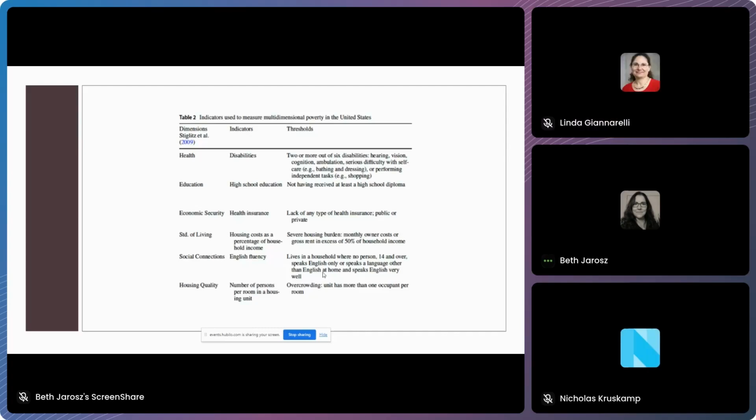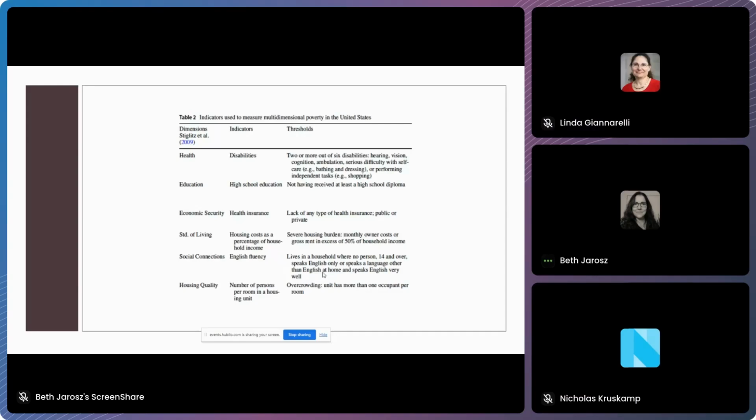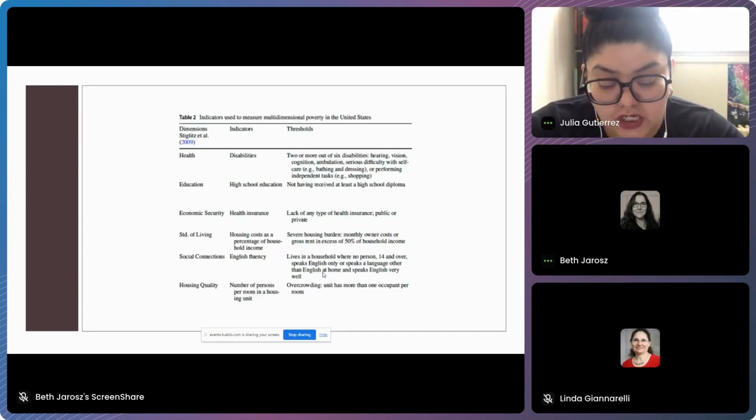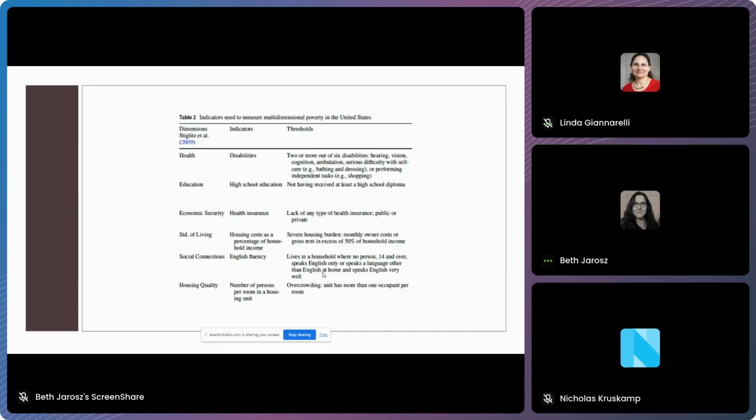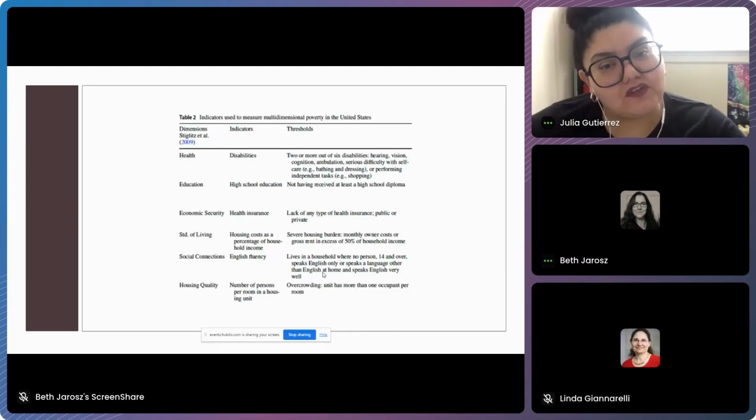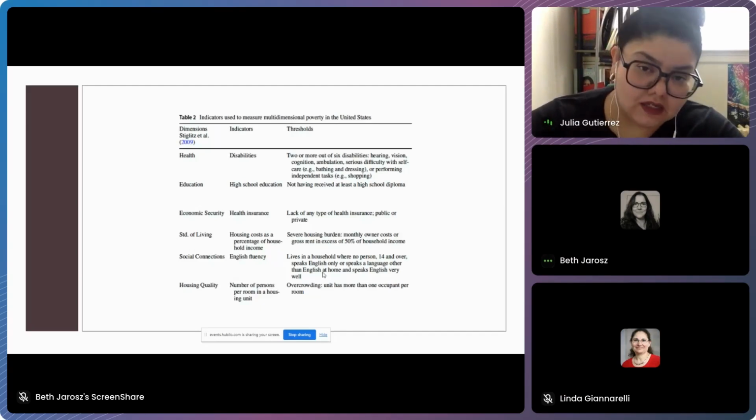In education, someone might be deprived if they do not have a high school diploma. In economic security, someone can be considered economically insecure if they lack any type of health insurance, public or private. So these are the measurements that traditionally have been used by people who have conducted an MPI in the US specifically.